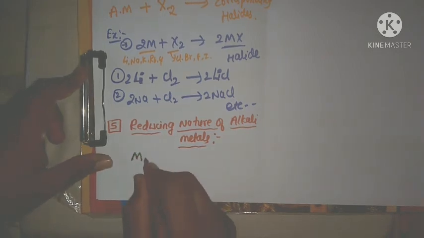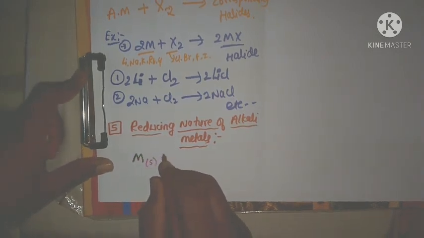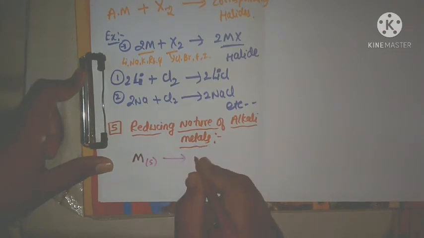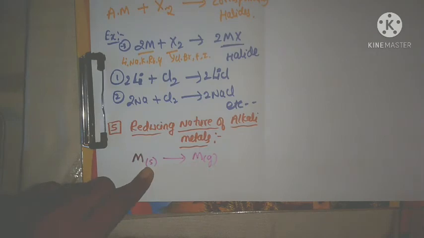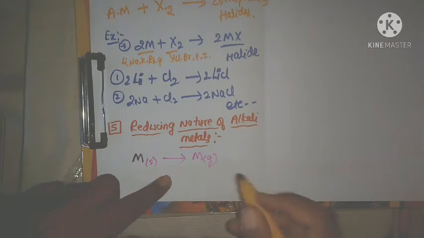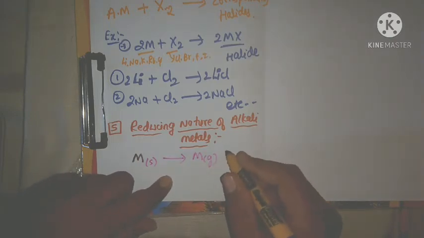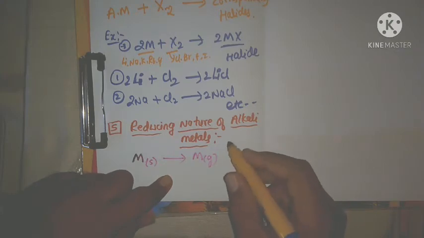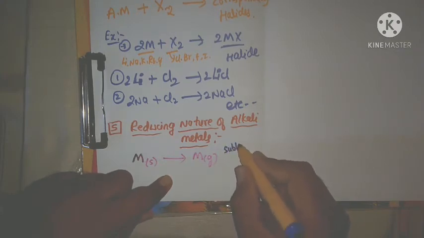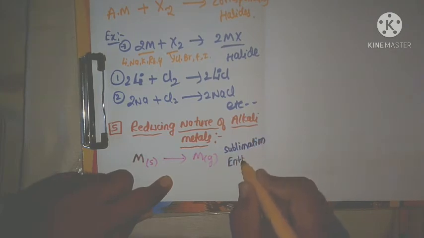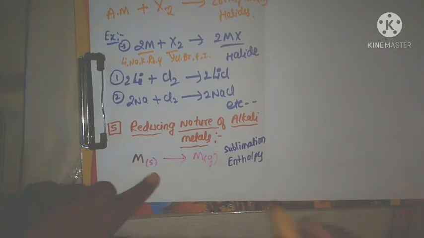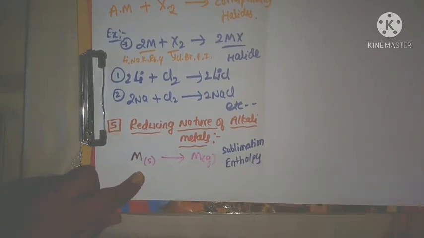M means what? Metal, that is in solid state. If you heat for a long time, it converts into the gaseous state. Solid converting into the gaseous state is called as what? Sublimation. And the energy required is called sublimation enthalpy. Here solid converts into the gas, sublimation enthalpy.